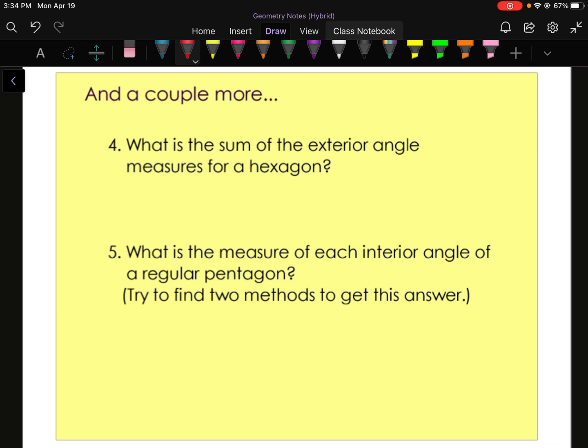So a few more ways here that you can use these formulas. What is the sum of the exterior angle measures of a hexagon? The key here is exterior. It's always 360 no matter what. Doesn't matter the shape.